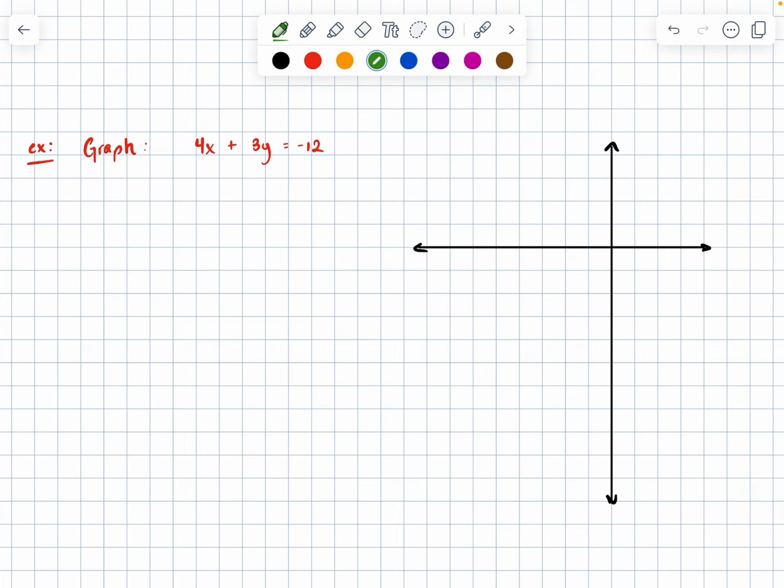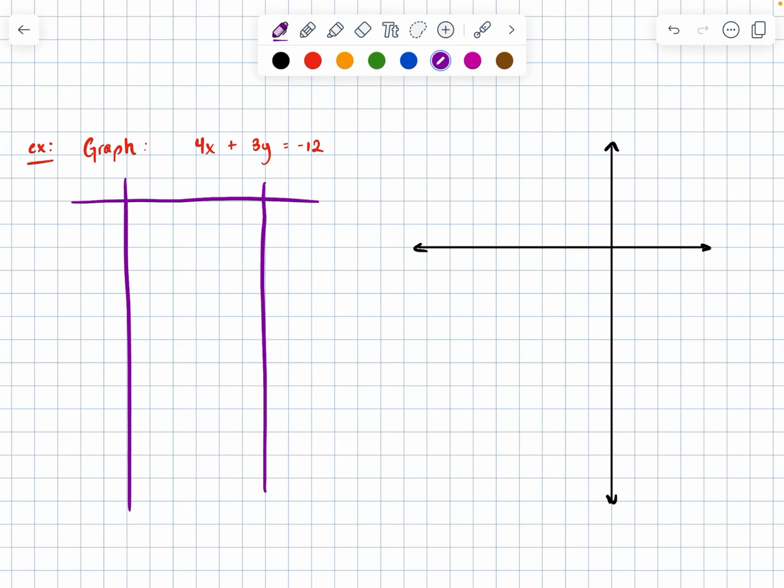Cool. Next up, let's say that I want to graph a line in standard form. 4x plus 3y equals -12. If you want to pause, here's your chance. So knowing that I've got something in standard form, remember my 3-step strategy. First move is to build a chart.